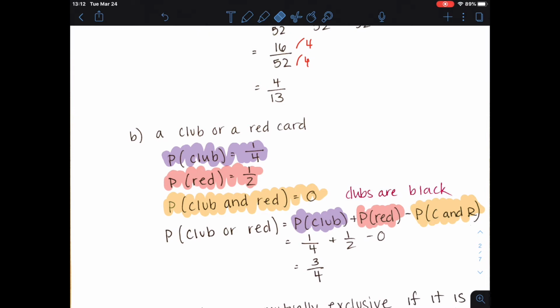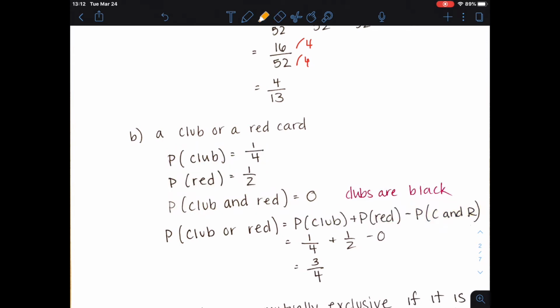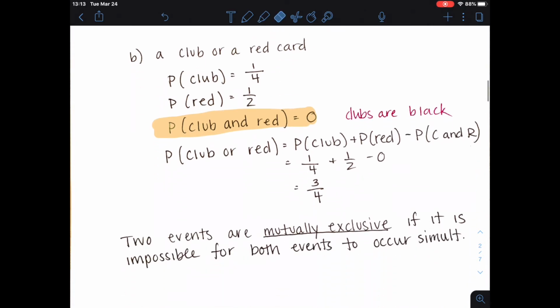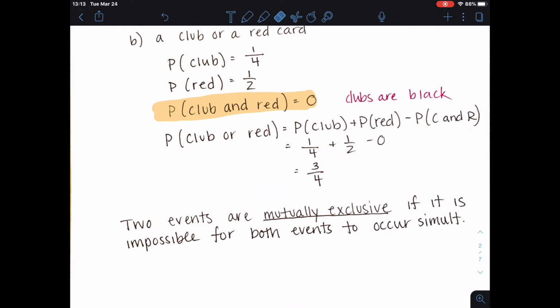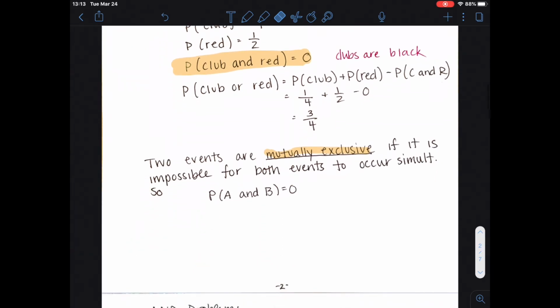So in this specific case, when the probability of a club and a red card happening is nothing, so the probability of both events occurring is nothing, we say the 2 events are mutually exclusive. So basically, 2 events are mutually exclusive if it's impossible for both events to occur simultaneously. What that means is the probability of A and B occurring is 0.